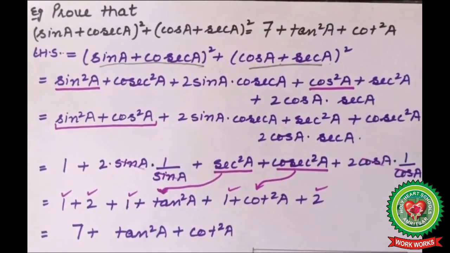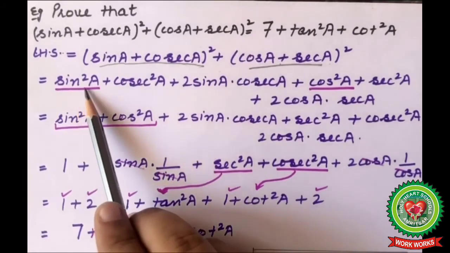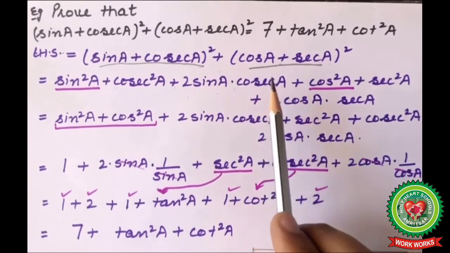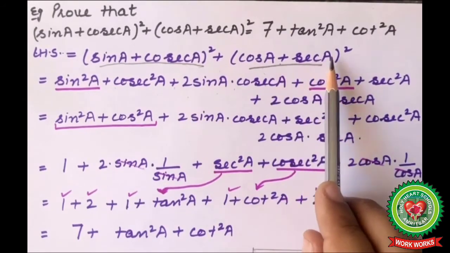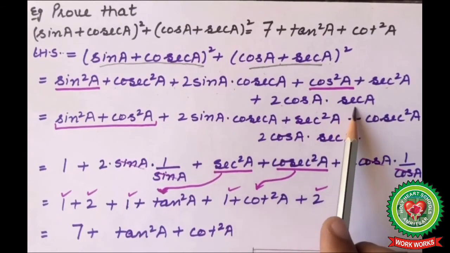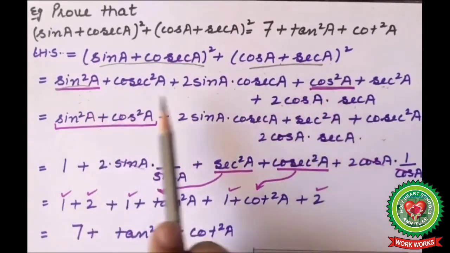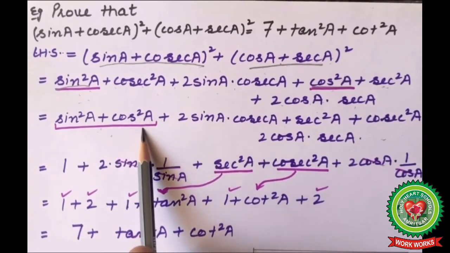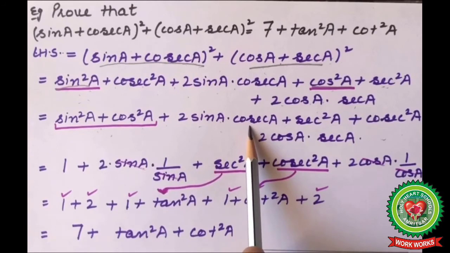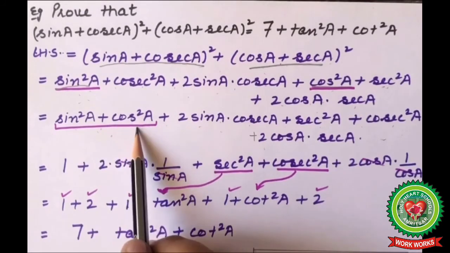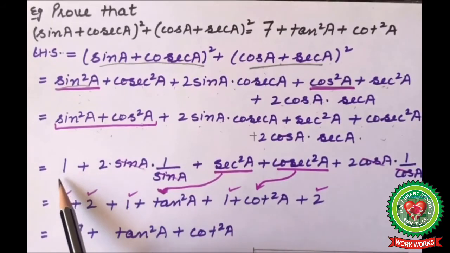So on applying the identity of (A plus B) whole square, we'll get sine square A plus cosecant square A plus 2 sine A into cosecant A plus cos square A plus secant square A plus 2 cos A into secant A. Now sine square A and cos square A, they both have an identity related to them, so we are going to write them together. That will be sine square A plus cos square A plus 2 sine A into cosecant A plus secant square A plus cosecant square A plus 2 cos A secant A. Now, what is sine square A plus cos square A equal to? It is equal to 1, so we'll write 1 instead.